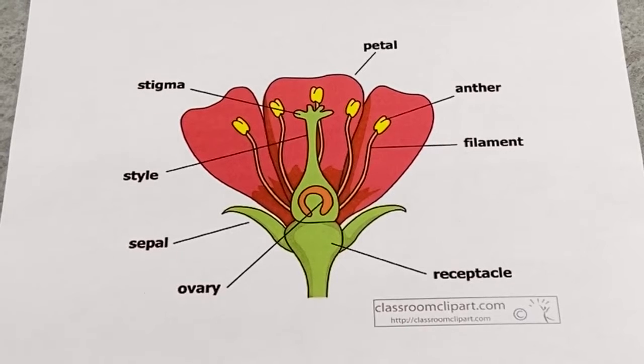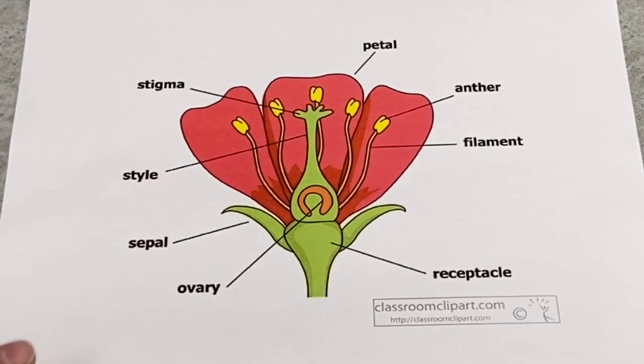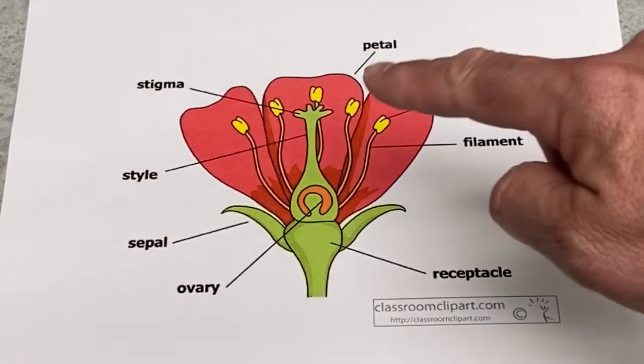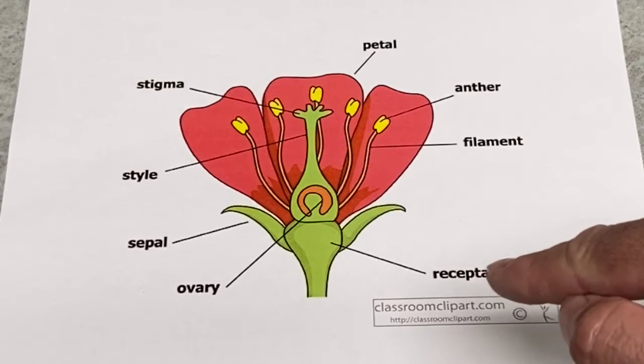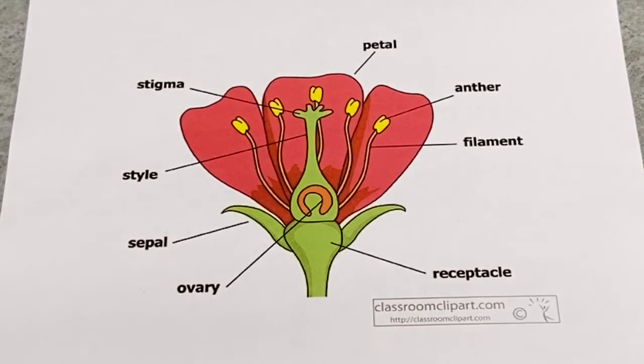Now that we're inside, we're going to take a little bit of a closer look at some of the flower parts. We're going to cover the ovary, the sepal, the style, the stamen, the petal, the anther, the filament, and the receptacle. A lot of times I'll just refer to it more as the stem, and we'll cover that piece as we go into it.